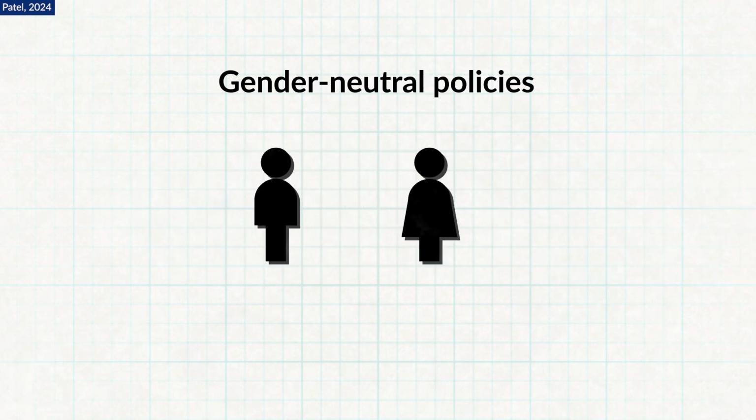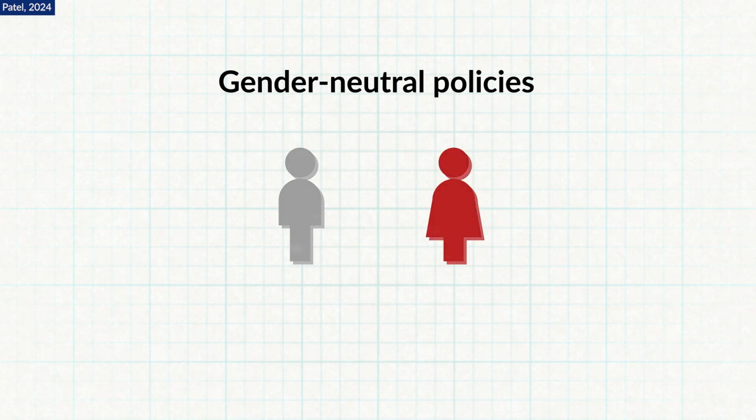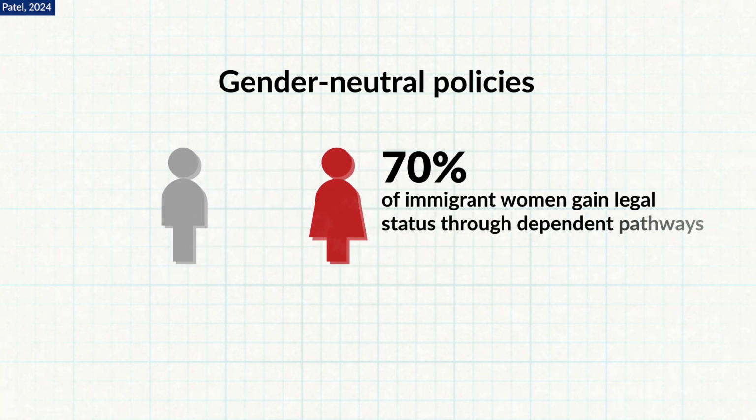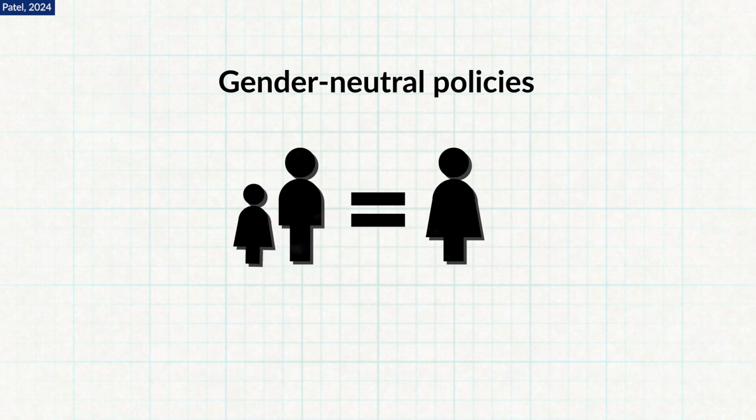So let me give you an example here. Family-based immigration systems may appear gender-neutral, but disproportionately affect women, who often depend on a male relative for sponsorship. Approximately 70% of immigrant women gain legal status through dependent pathways. So a family-based scheme can be officially the same for everyone. So men can bring their wives over, women can bring their husbands over.